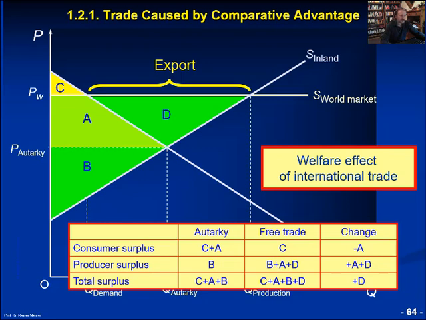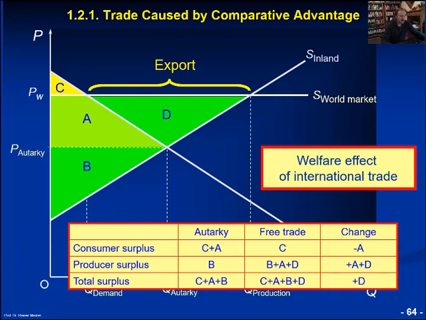In the initial state of autarky, consumer surplus equals area C plus A, while producer surplus equals area B, this triangle. This is displayed by the second column of the table. Autarky, consumer surplus C plus A, producer surplus B. Total surplus C plus A plus B.